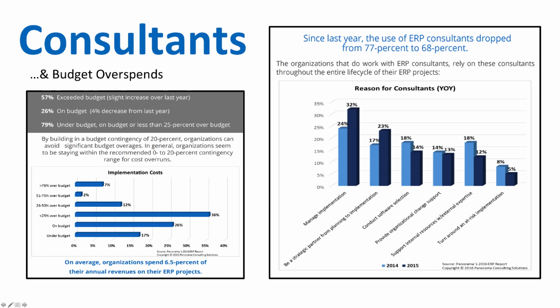So reasons why you might use consultants: managing an implementation, being a strategic partner from planning to implementation, conducting software selection, and providing organisational change support. So some of the softer issues, but also looking at software that you might use. They might lead the selection, but you need to be on top of it as well.